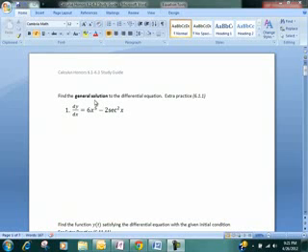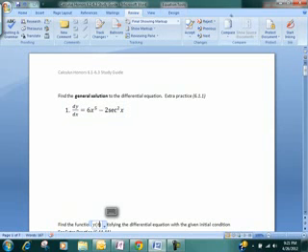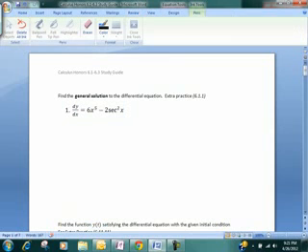Alright, this is the Chapter 6 study guide, section 6.1 to 6.3. First section is 6.1, differential equations. So to solve these, you have to integrate both sides with respect to x.